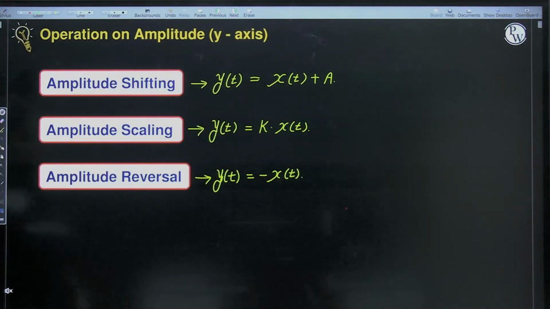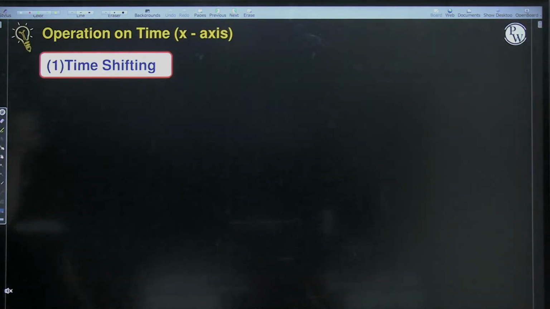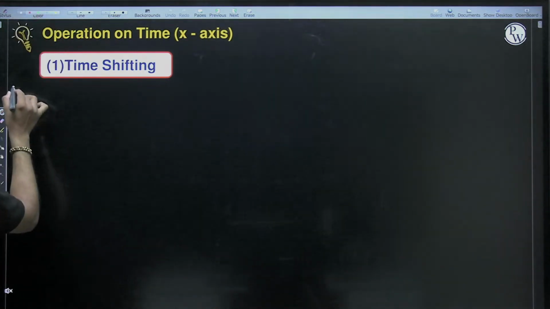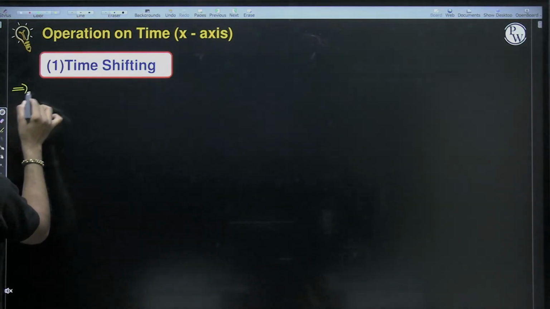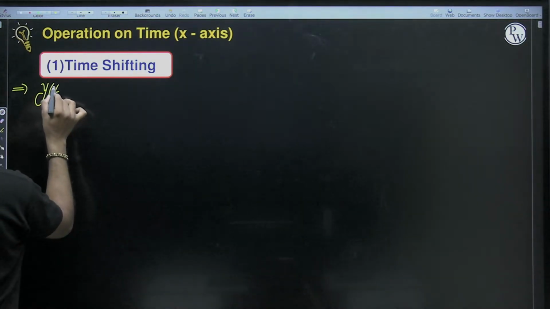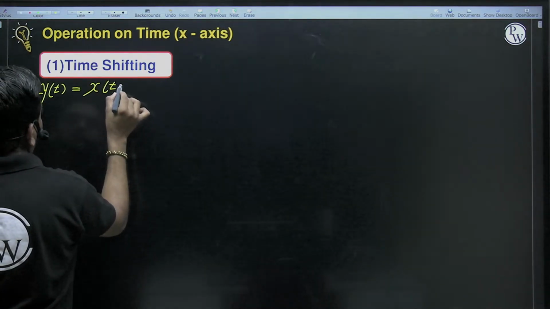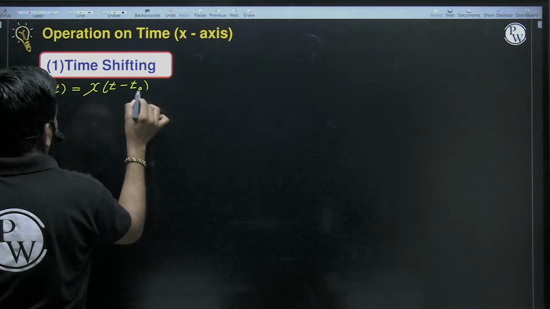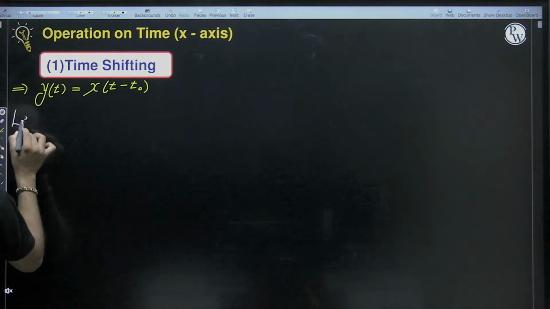Okay, now let us start with the very first operation, that is operation on time. First is time shifting, that means y of t is equal to x of t minus t naught. Now let us understand with one example.